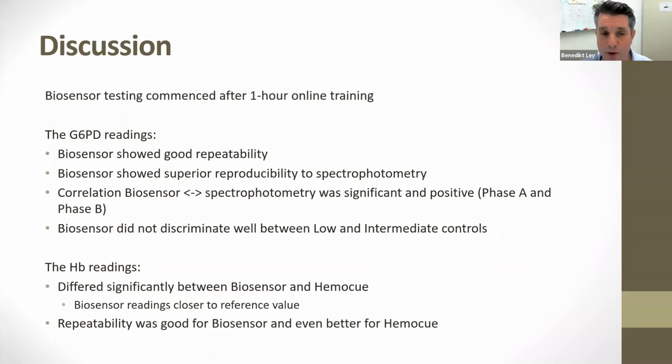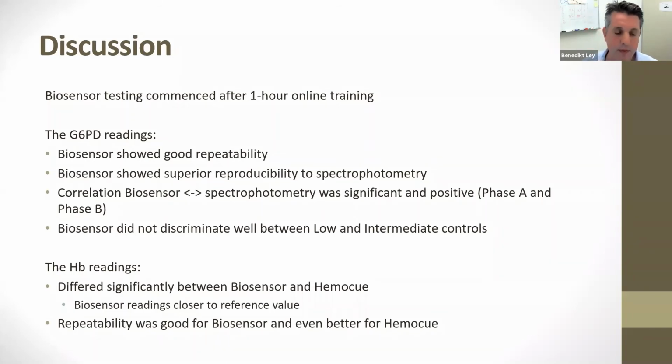We found reproducibility of the biosensor to be very good. Measured G6PD activity showed no variation when the same control was tested by the same user on a different machine. And when the same control was measured on different machines and at different sites, the difference in results showed only a very slight variation. And when the same device was operated by different end users, again, the variation was quite minor.